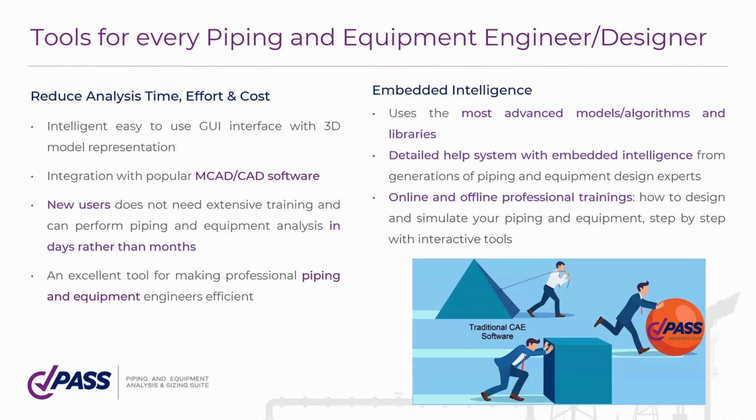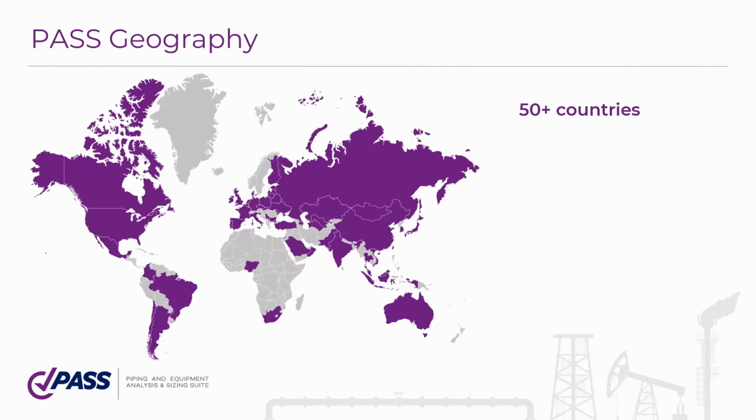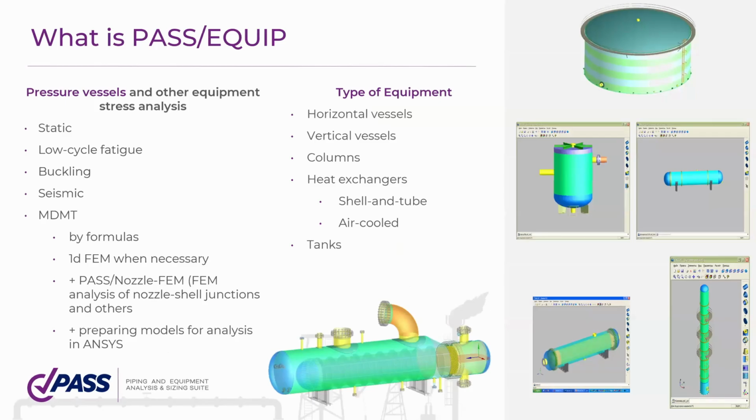So we position our software solution as tools for every piping and equipment engineer and designer, because it combines a very powerful analysis engine, based on the most advanced model methods, algorithms, and libraries, both developed ourselves and licensed from third parties, from our partners. And at the same time, we put it into the GUI and under the cover of a very user-friendly interface and integration with your workflow and provide all kinds of help system, training, online, offline, so the new user could start in days rather than months. This is something about PaaS geography. We have customers in all industrial countries.